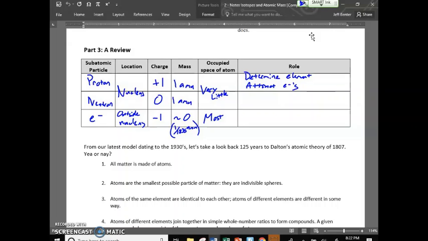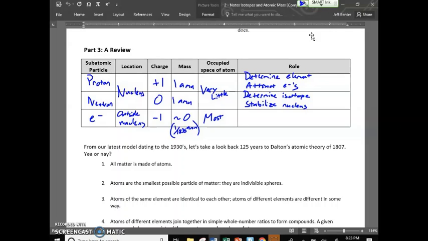The neutron, if there's a job opening for a neutron, it would say that you must determine the isotope of your element, which determines the mass. Its job is also to stabilize the nucleus. There's something called the strong nuclear force that holds the nucleus together. That only exists between the protons and neutrons.